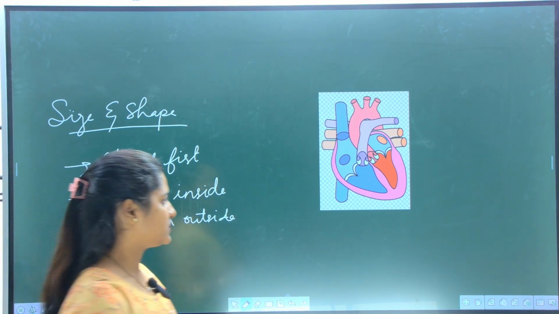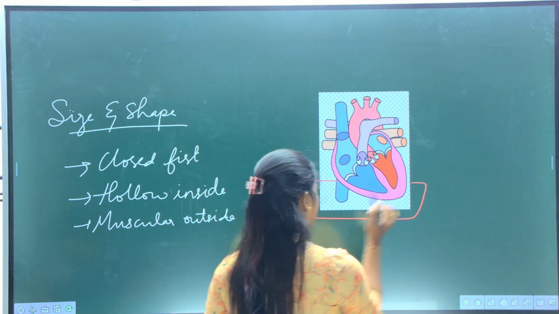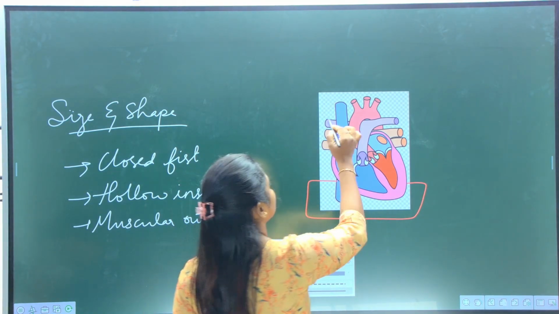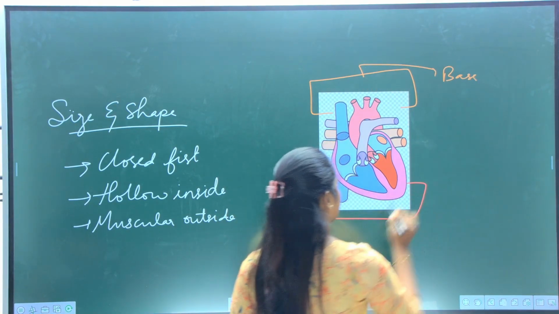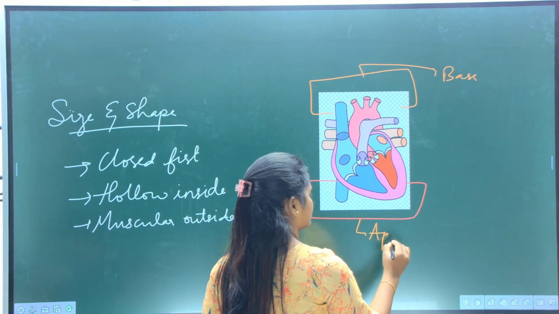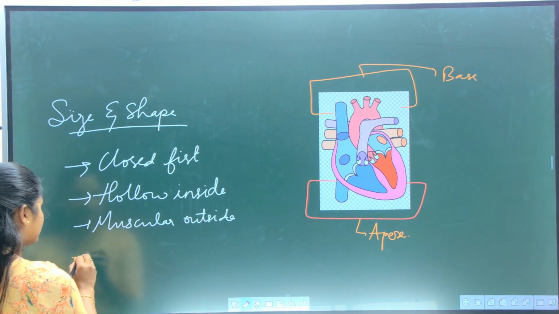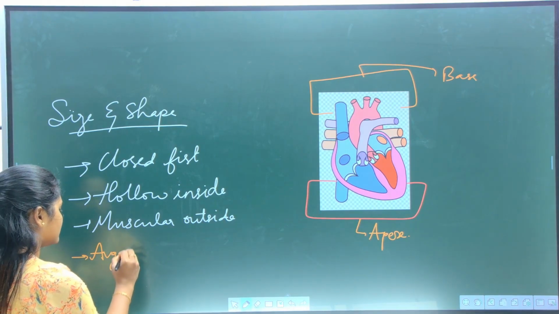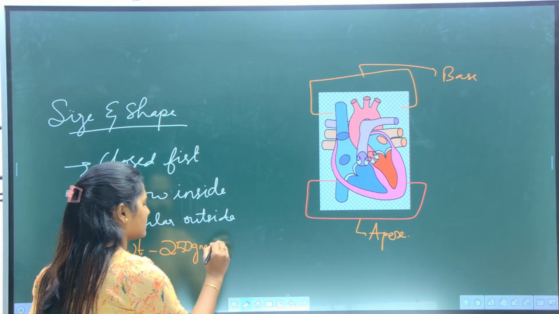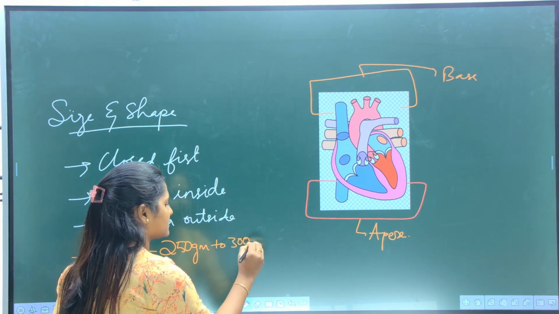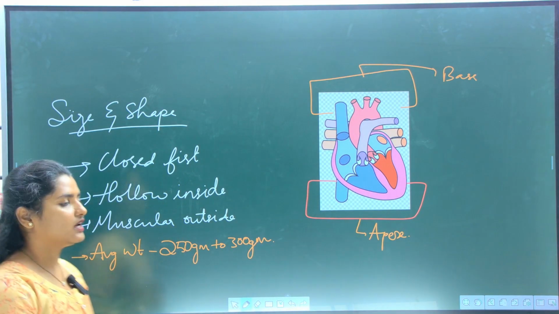And here there are two regions. One is the apex, so this is the apex region, and this is the base region. Base and apex, these are the two regions present in the heart. Coming to weight, the average weight of the heart is 250 to 300 grams.